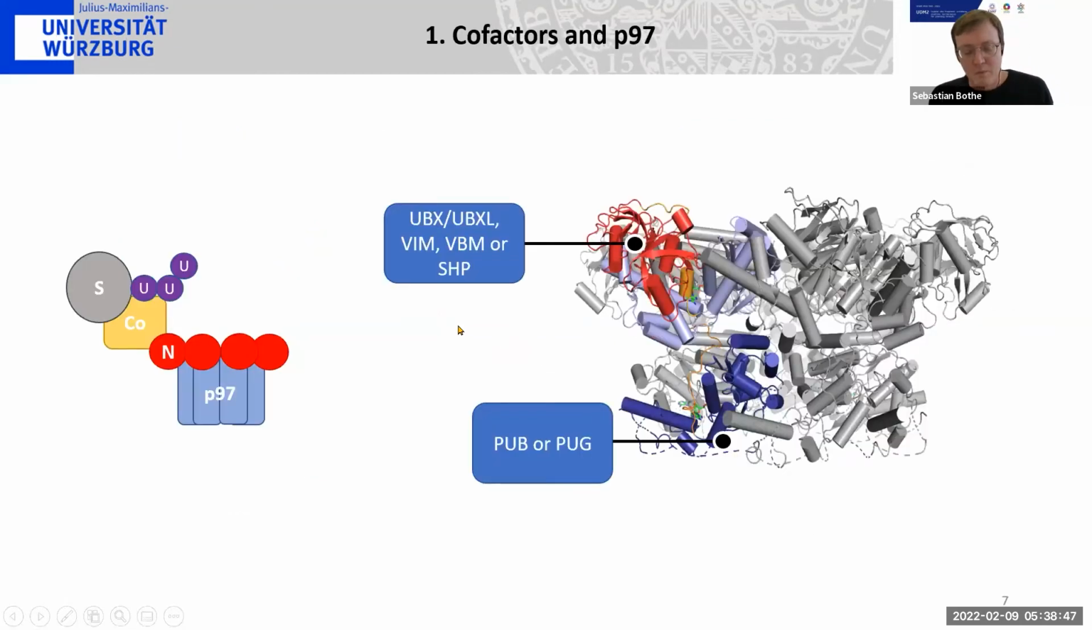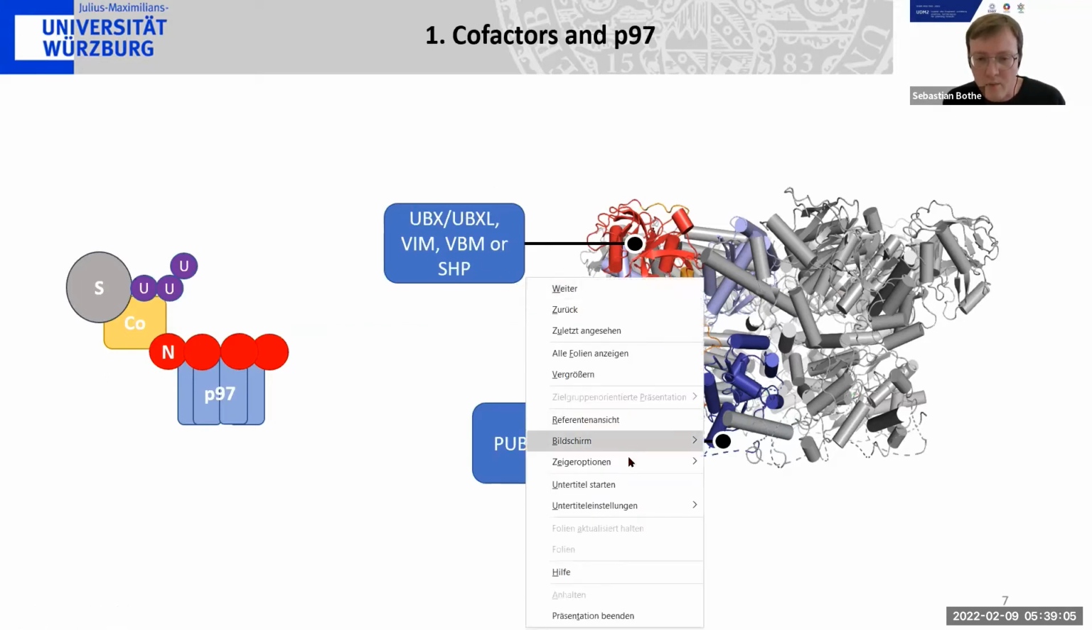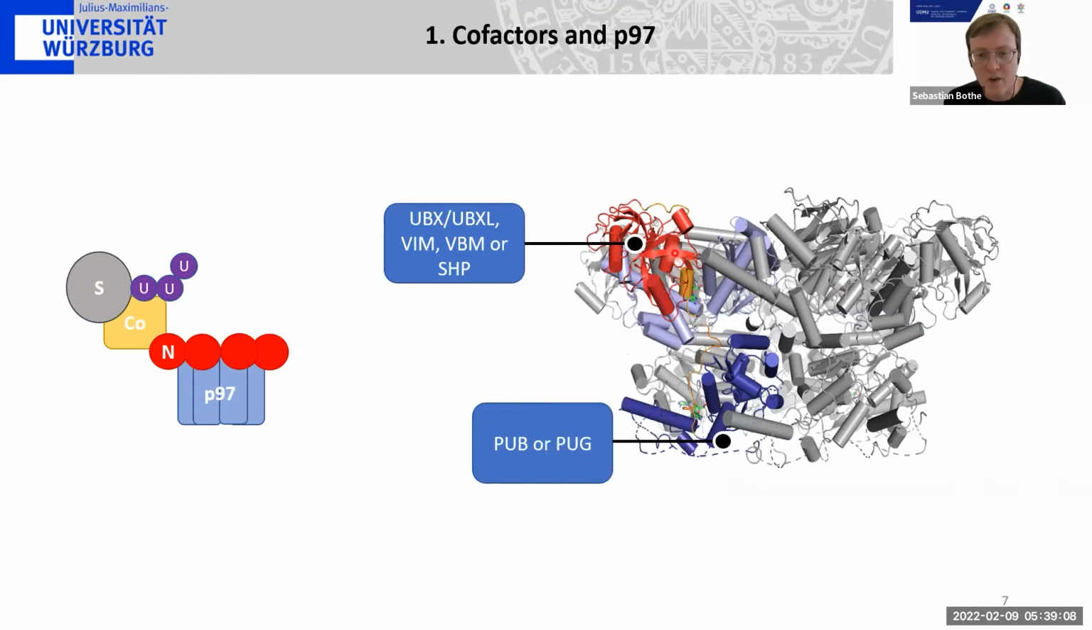So how is this protein machine now connected to different cellular processes? The functional diversity of P97 is mediated through the interaction with a large number of different cofactors, which mainly act on the N domain of P97, and some of them also go to the C-terminal part of P97. The protein cofactors connect P97 to their substrates, and then the process can happen.